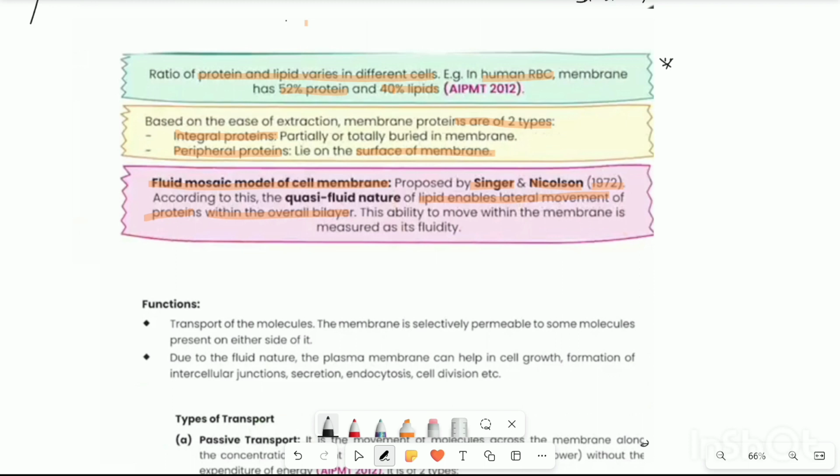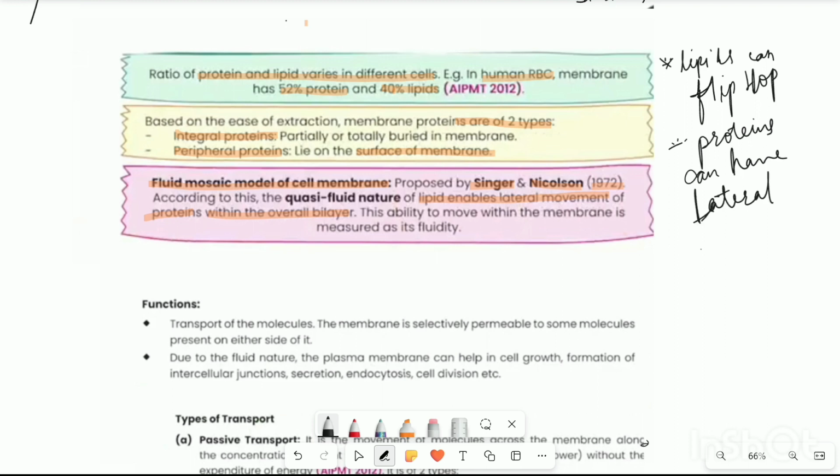Note down that lipids can flip flop, means up and down flip flop, you know. Lipids can flip flop, but proteins can have lateral movement. Flip flop means like this direction, and lateral movement is like this direction. And this movement is based on its fluidity.